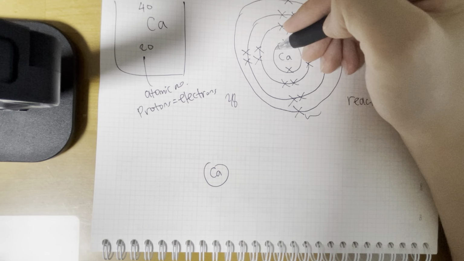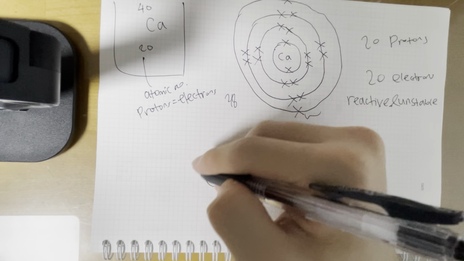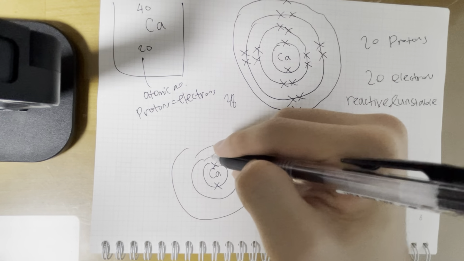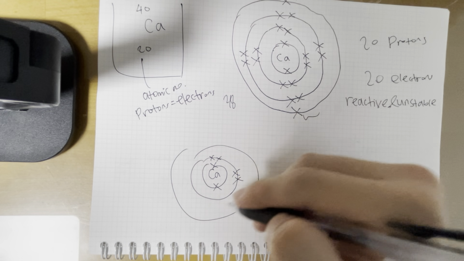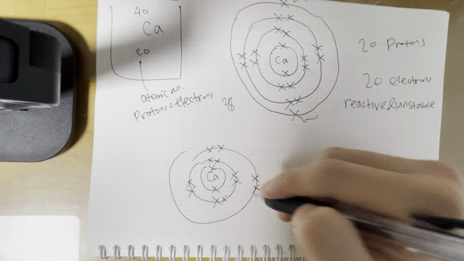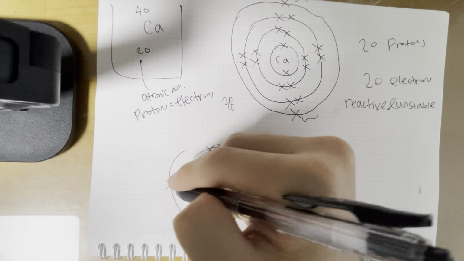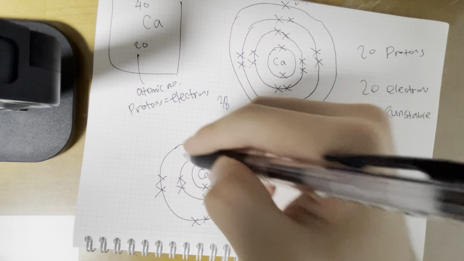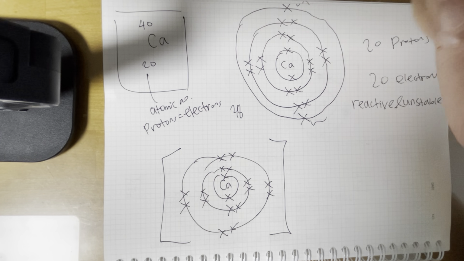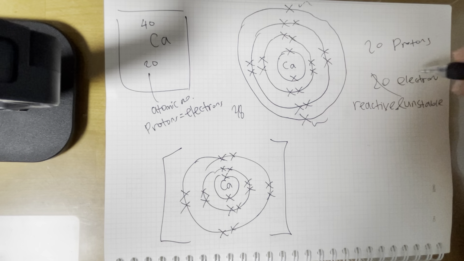So now we're only going to need to draw 1, 2, and 3 shells. 2 in the first shell, remember, and 8 in all the other shells. Once you get a hang of this and draw this a couple of times, you'll get used to it. And it becomes an ion. Remember, these brackets show that it's an ion. And it currently lost 2 of its electrons.